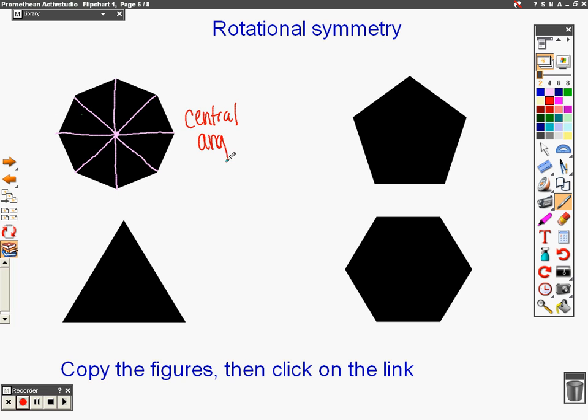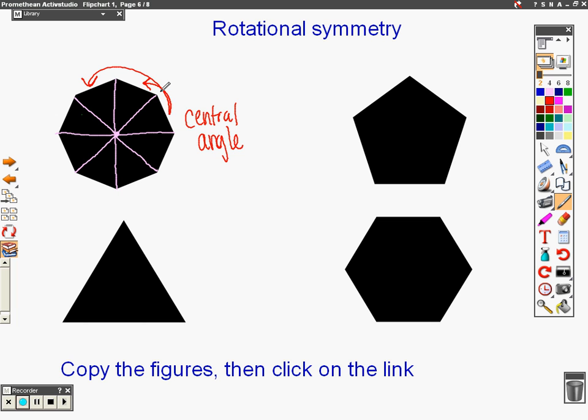Now remember, if I make a rotation of the central angle, so if I rotate from here to here, I will still have the same figure. So each rotation could give me the same thing. I could either rotate it just a little, or I could rotate it twice as much. So how would I find that?